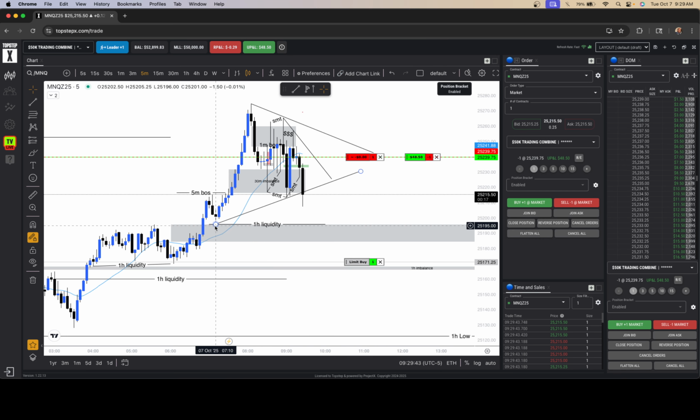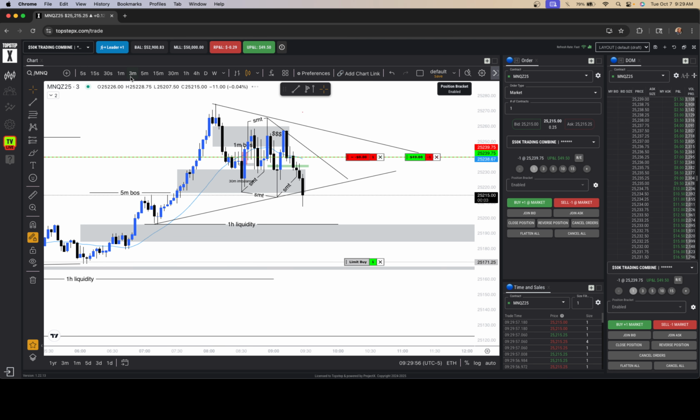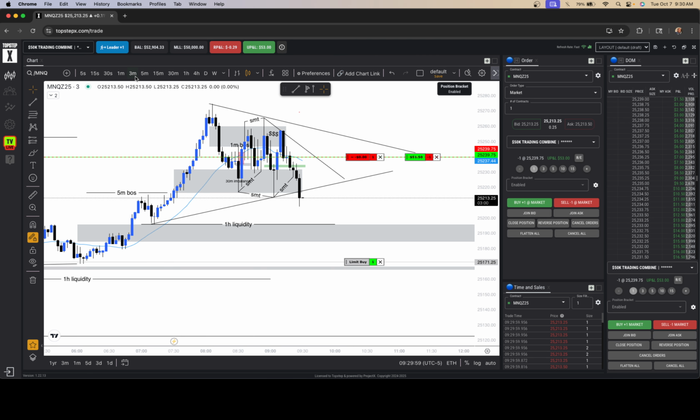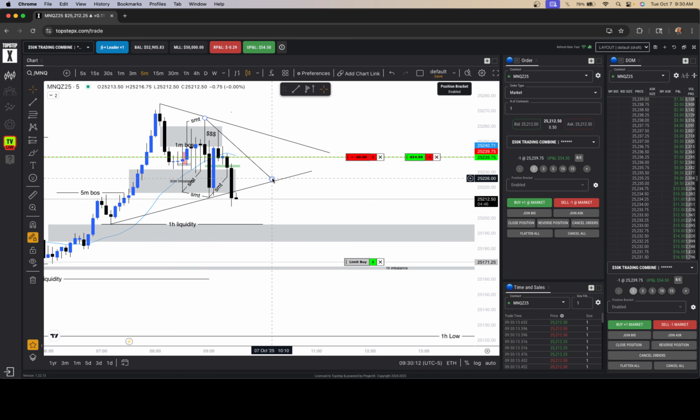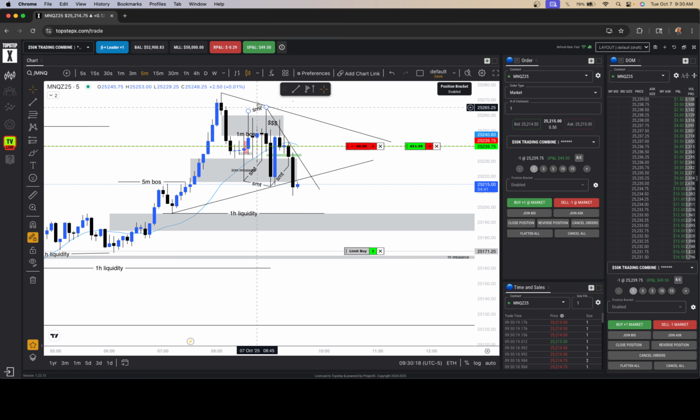So right now, we kind of got this trend line going from this low over here. We want to see this 5 minute candle close a little bit stronger under it. And let's see how the 3 minute looks. Looks okay. Kind of how I see price right now, pushing us down strong through here.